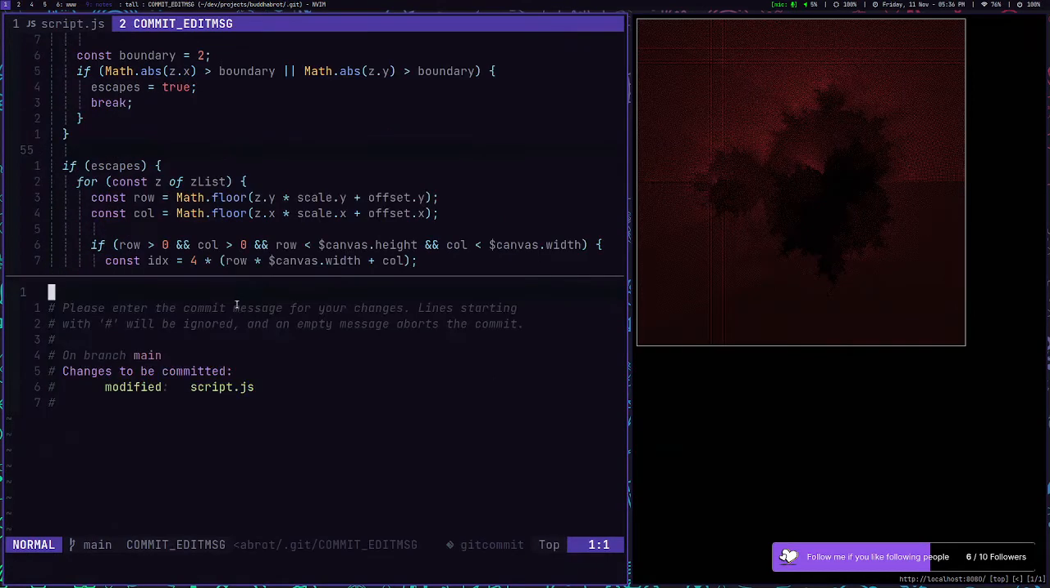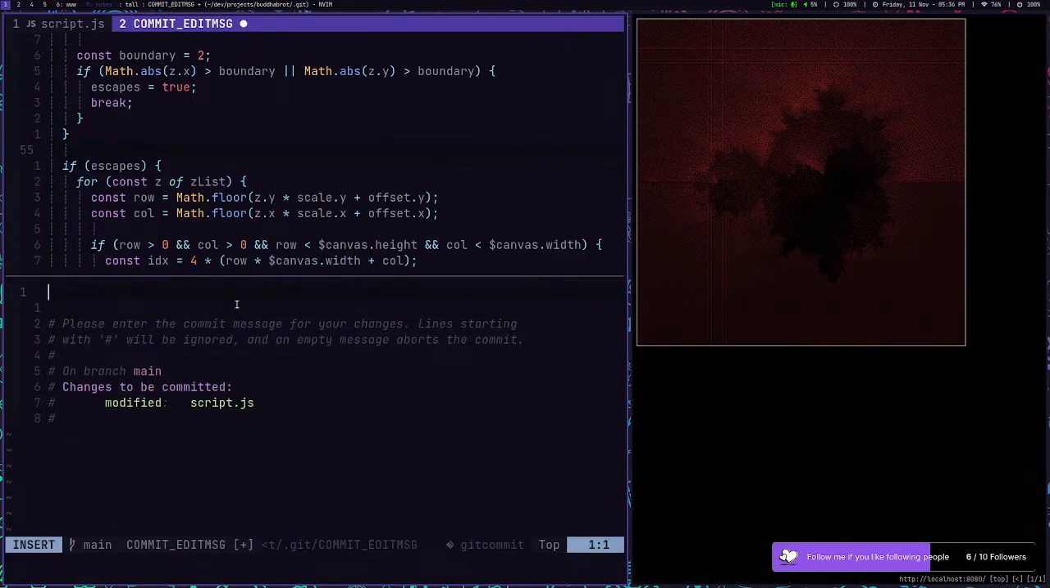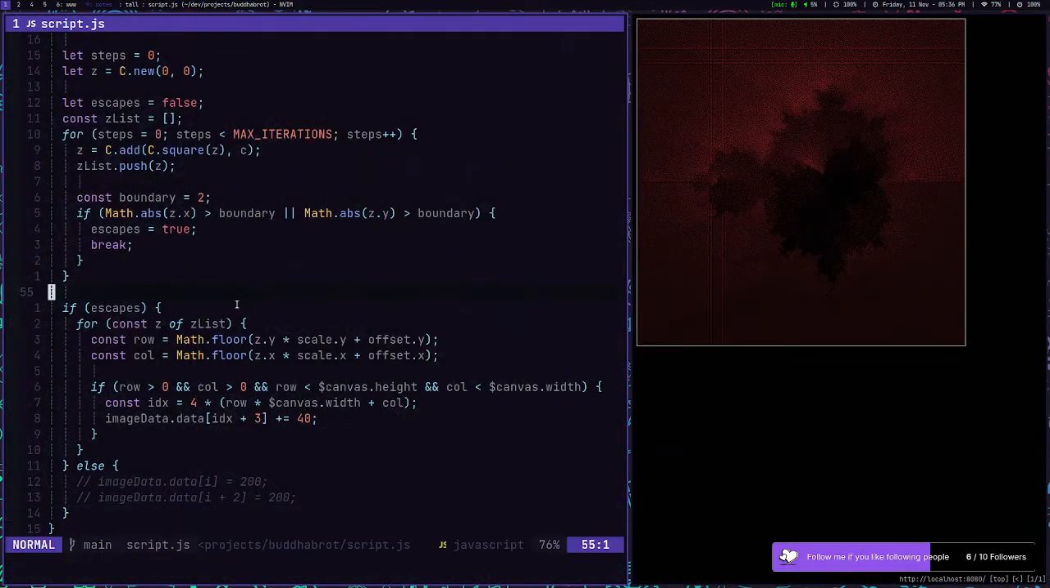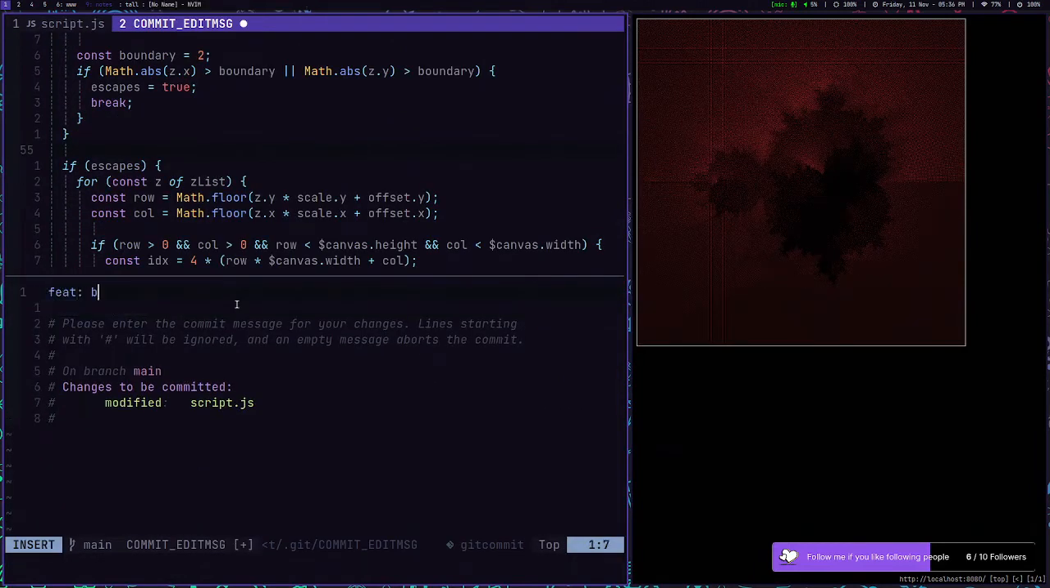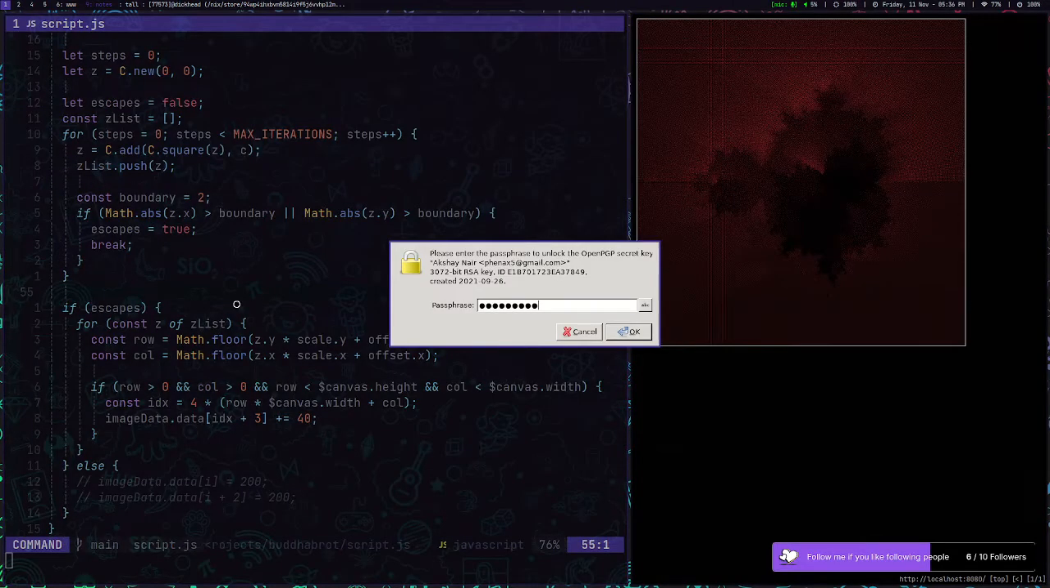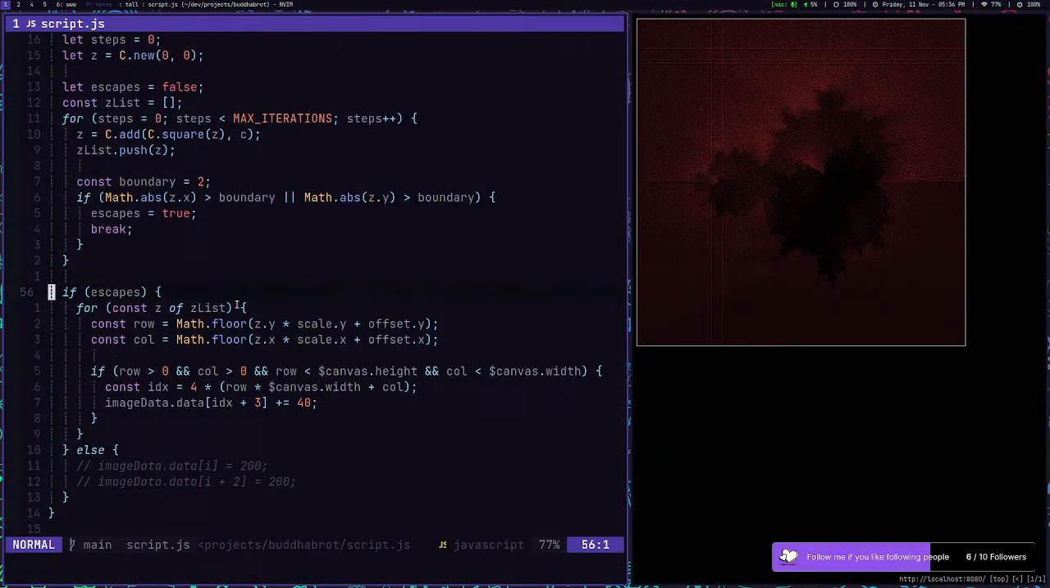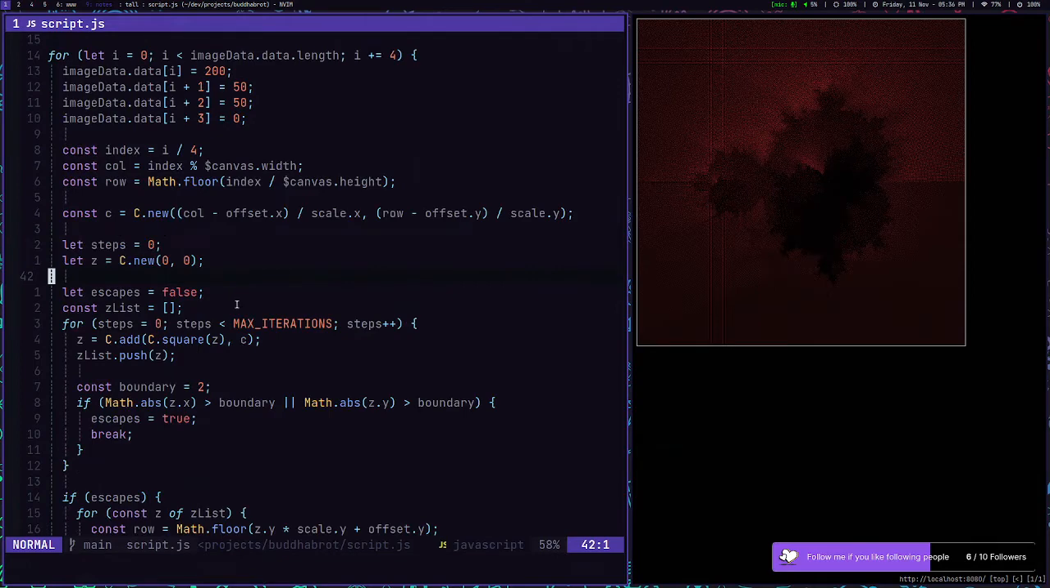Last time we didn't create a commit, so let me just do that real quick. Buddhabrot magic. Oh, I screwed it up. Let's try it again. Buddhabrot. There we go. We have our commit.